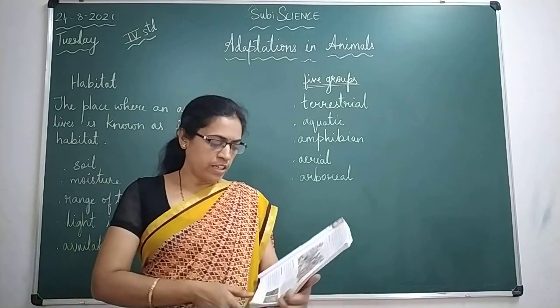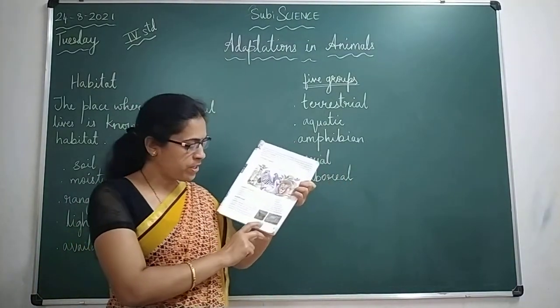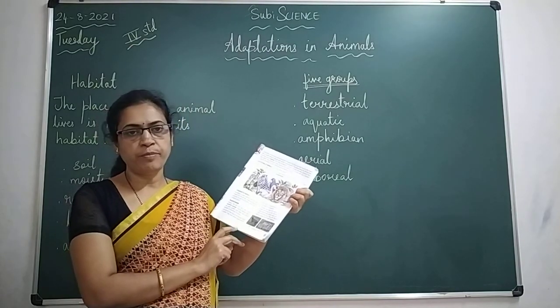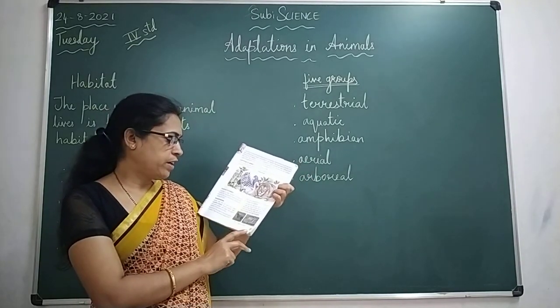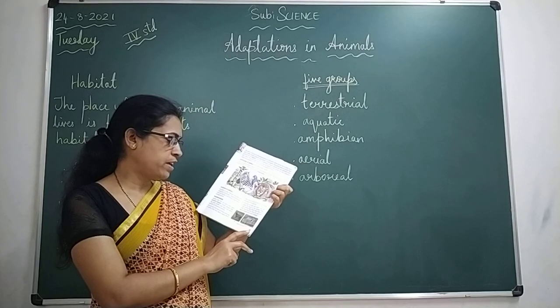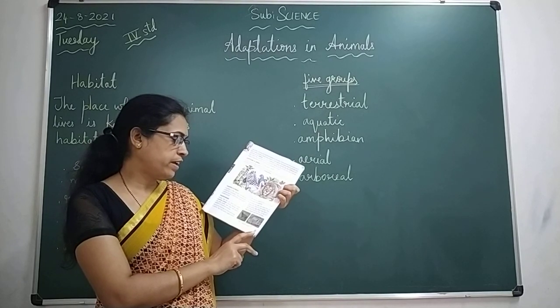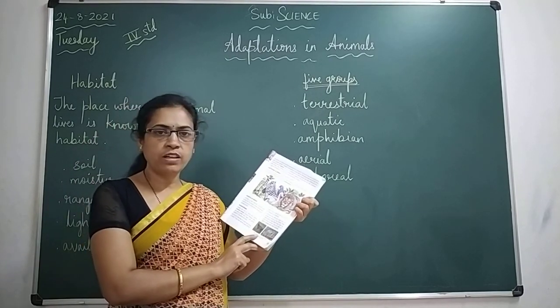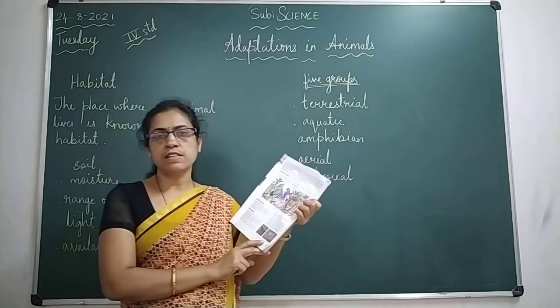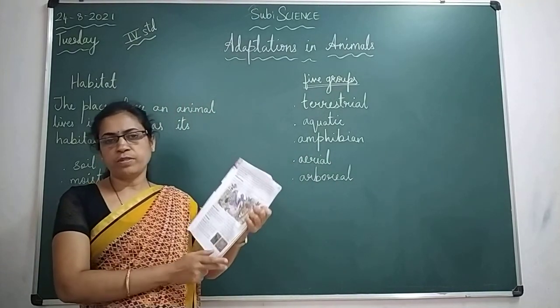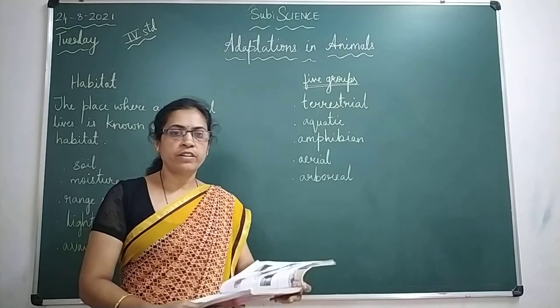And then children, animals like deer and zebra. Open page number 27, you can see the pictures here. The animals like deer and zebra are found in the forest. They eat grass. They have strong legs to walk long distances, and also they can escape from their enemies. They can run very fast.